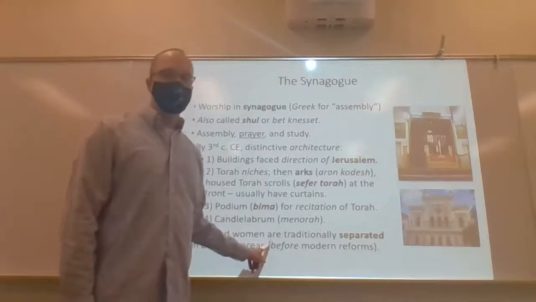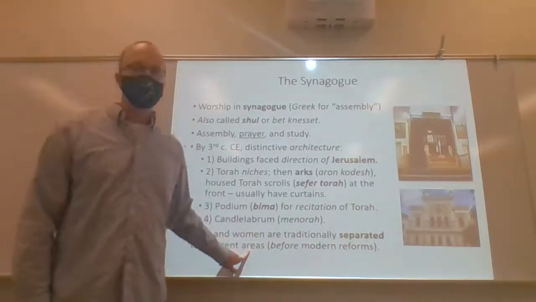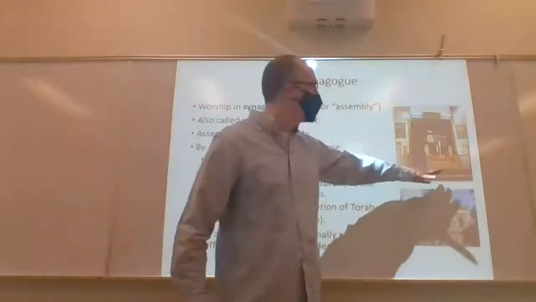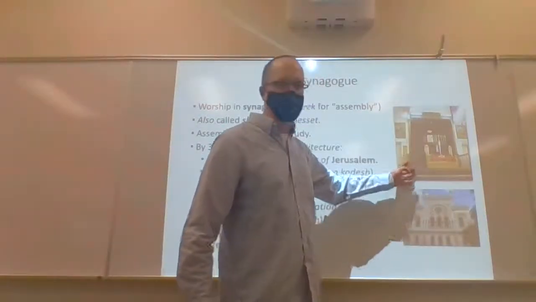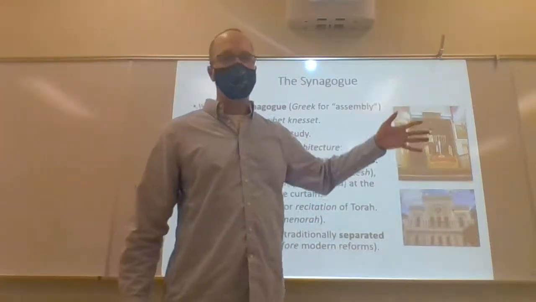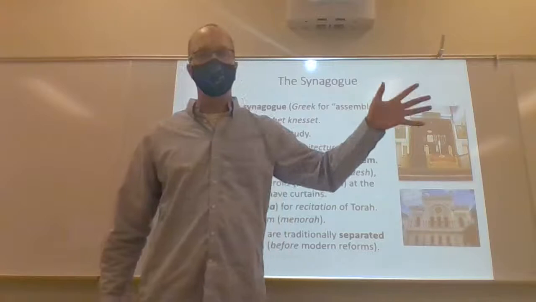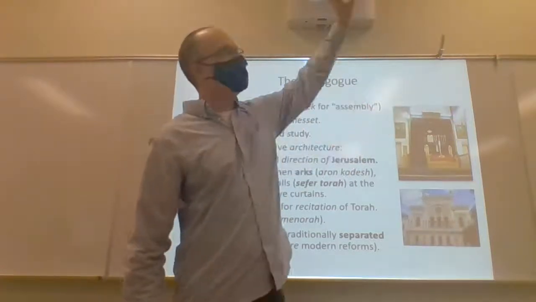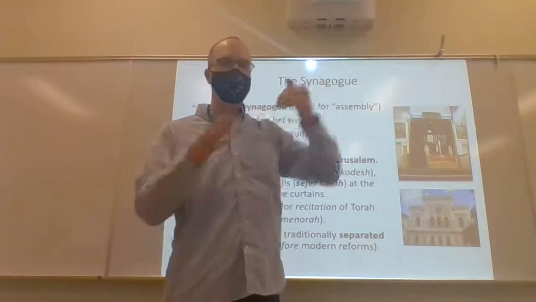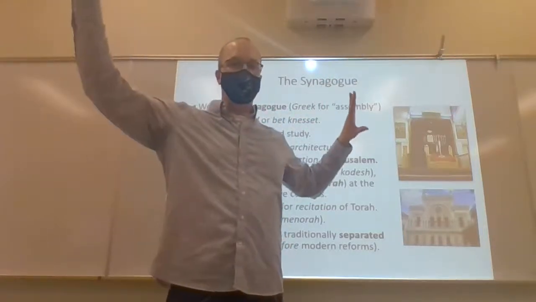Men and women are also separated, so you have gender segregation in this holy place of prayer and study. The men would be in the section around the bima and the ark, the central area, and then there would be a separate section behind a mechitza, some kind of barrier or curtain where the women would be, or in some cases, you might have a balcony, a second level, and that's where the women would be. But even husbands and wives would be separate within the synagogue.